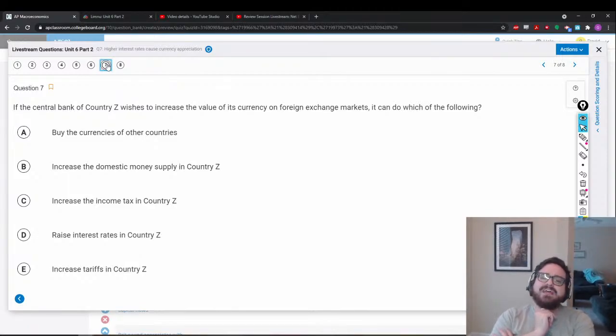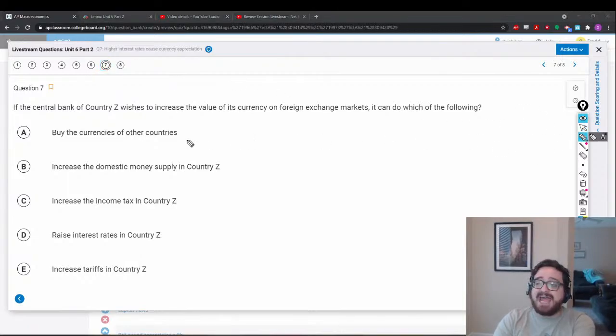And then 7. If the central bank of country Z wishes to increase the value of its currency on the forex market, they want their currency to appreciate. What should the central bank do? Okay, the central bank is the one who can do monetary policy. They're the ones who can change the discount rate, reserve requirement, and buy and sell bonds. Okay, let's look at the answer choices.